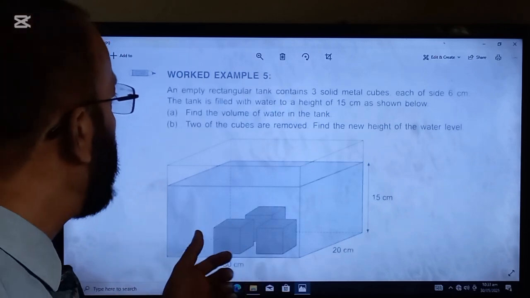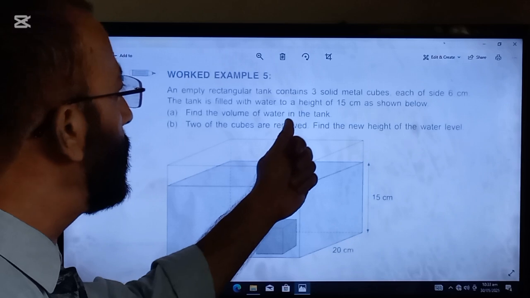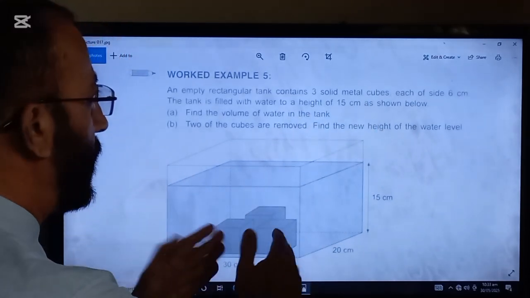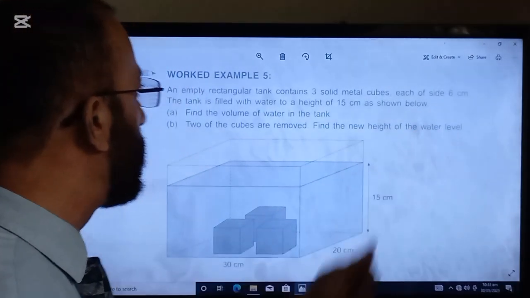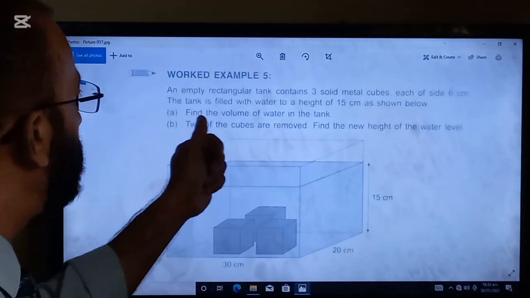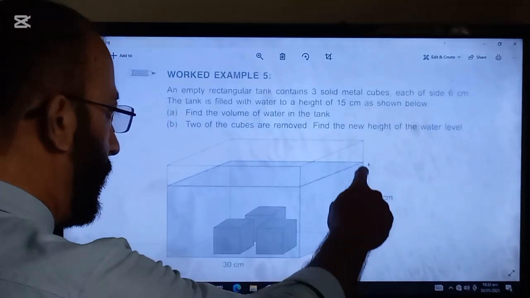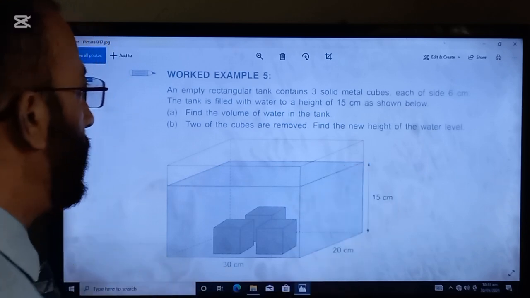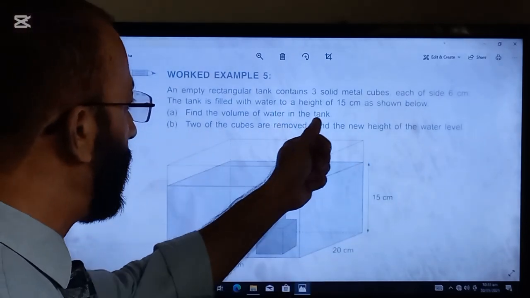Here is another important question. An empty rectangular tank contains 3 solid metal cubes. 1, 2, 3 cubes are there in the rectangular tank, each of size 6. The tank is filled with water to a height of 15 centimeters as shown below. So the height of the water in the tank is up to 15 centimeters. Part A's requirement is to find the volume of the water in the tank.